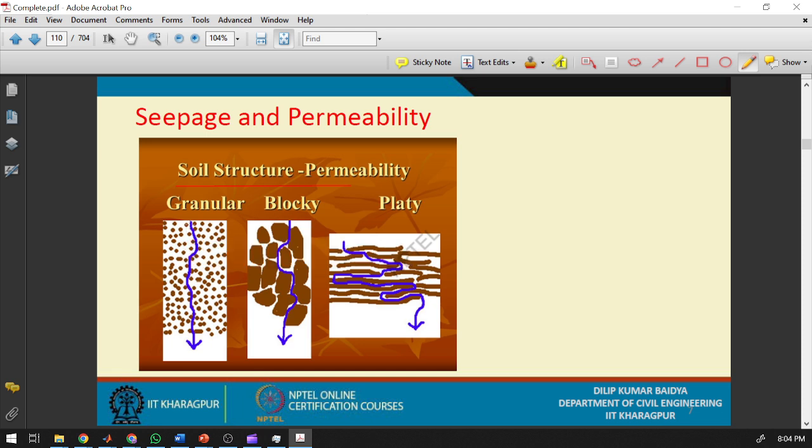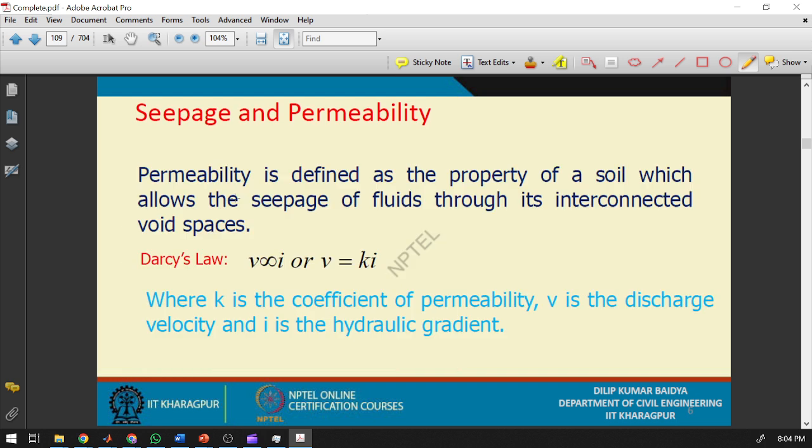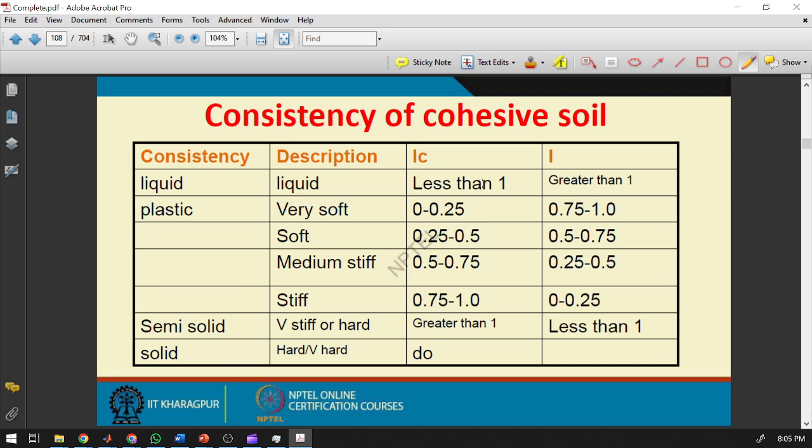soil structure, it can be granular, it can be blocky, it can be platy. And if you see through granular soil, the path of the water is not that long. Blocky soil will have a longer path, while platy soil will have a very long path. So the permeability will be higher here, lower. Okay.